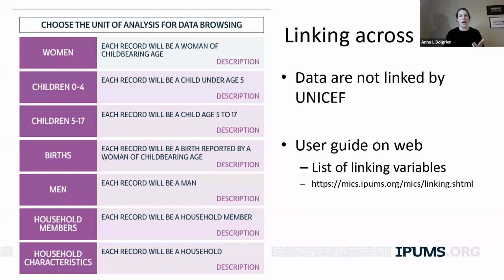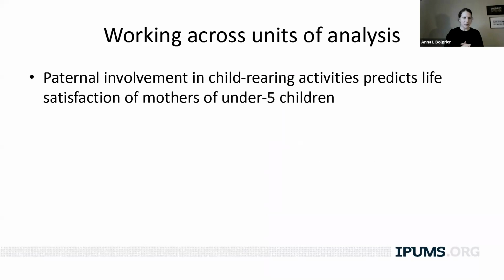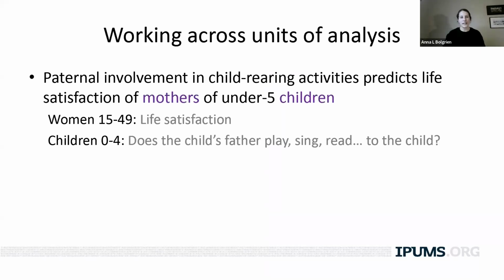So just a few examples of research questions that would utilize the richness of data across units of analysis. This is an example research question that Liz and Meher and I have been working on that looks at paternal involvement in child rearing activities and how that might predict life satisfaction of mothers of under 5 children. So for this example, we are exploring life satisfaction from the women unit of analysis, and we're exploring child development topics such as does the child's father play, sing, or read to the child on the child 0 to 4 unit of analysis. So these two topics have to be downloaded separately and then linked because they're found on different units of analysis.